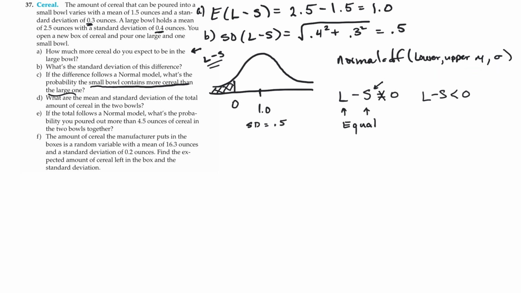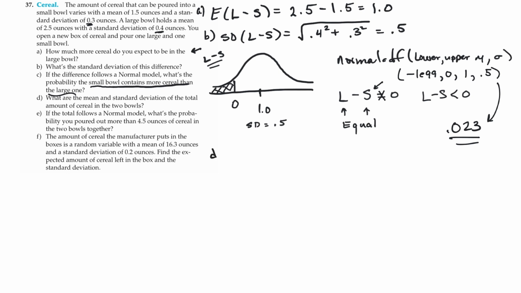Okay? What we know is that we have a lower value of -1E99. We have an upper value of 0. That's where my shaded region stops, the right side of it. We know we have a mean of 1 and a standard deviation of 0.5. I can plug all of this in. What I can find out is that the area is equal to 0.02, we'll round it to 3 places, 0.0232. About 2.3% of the time, if I pour bowls of cereal like this, I'm going to have a small bowl that contains more cereal than a large bowl does. Not often, but enough. Okay, so that's part C.